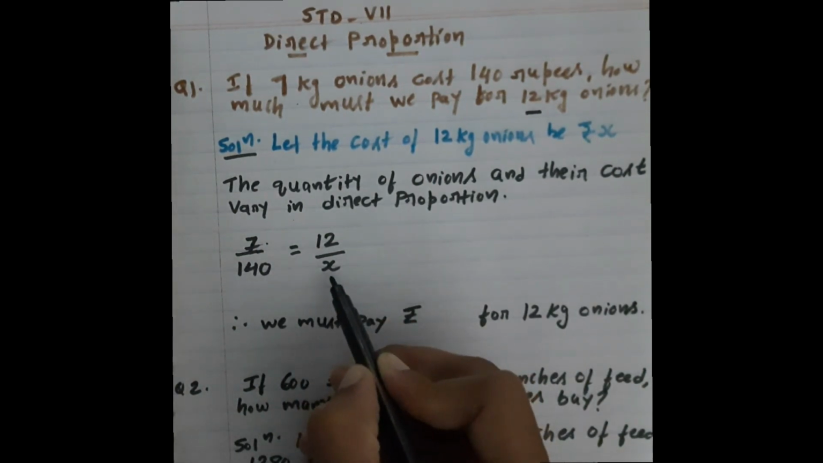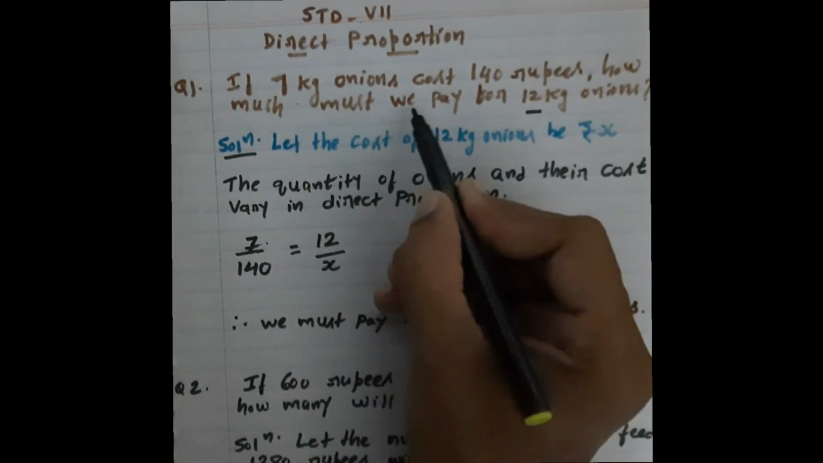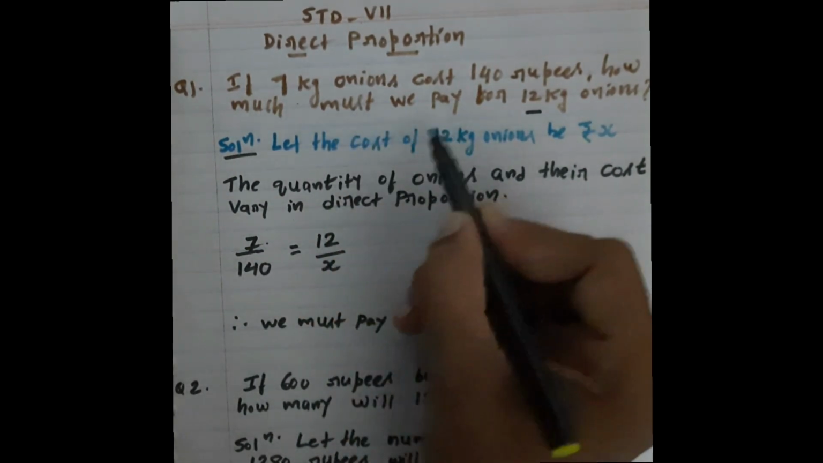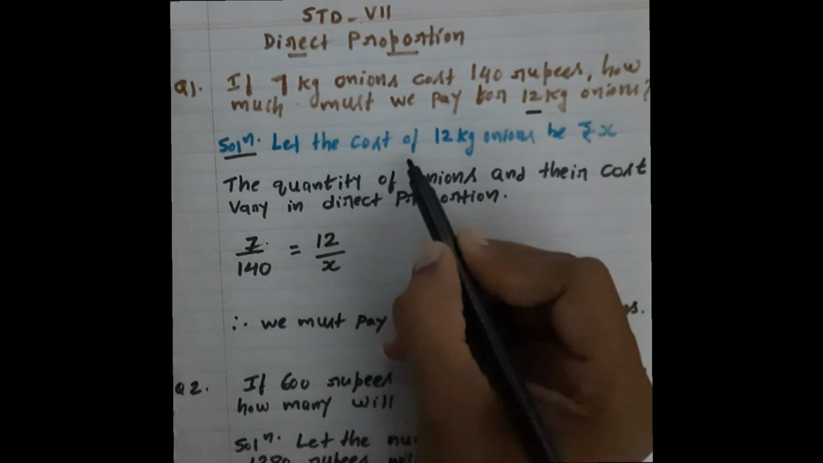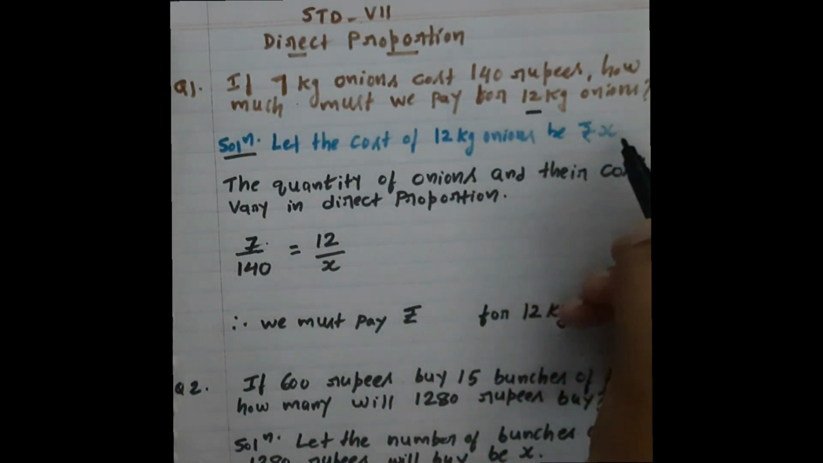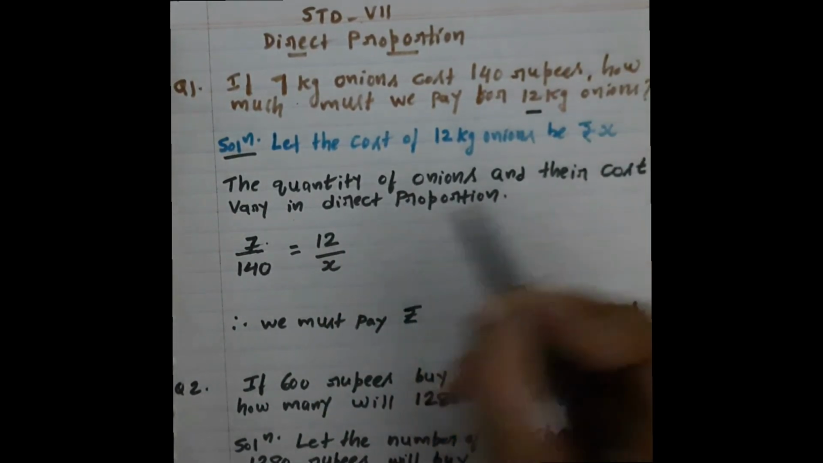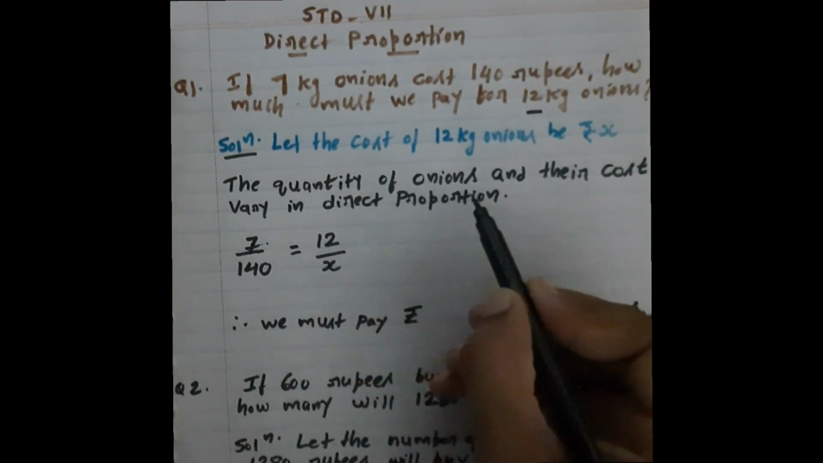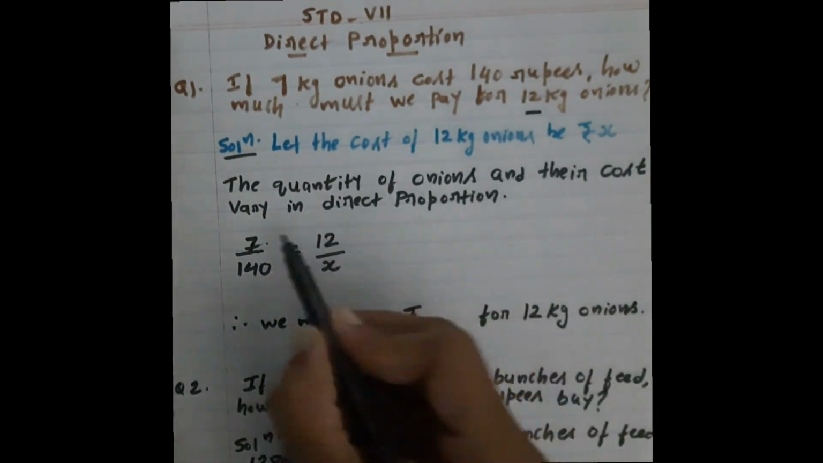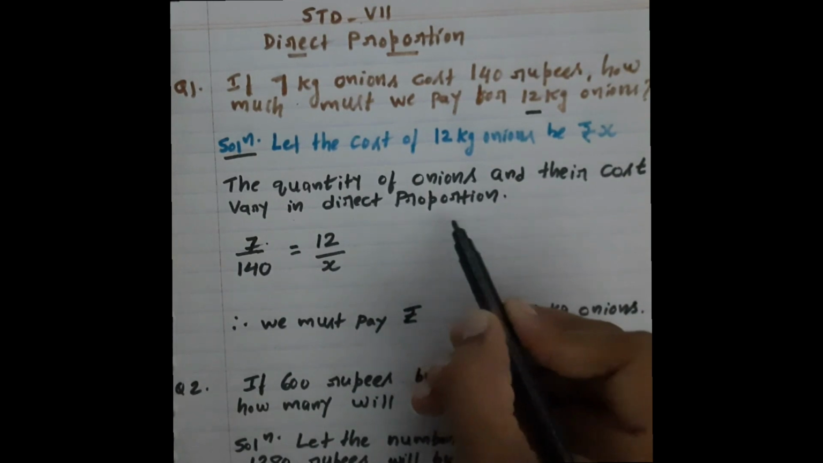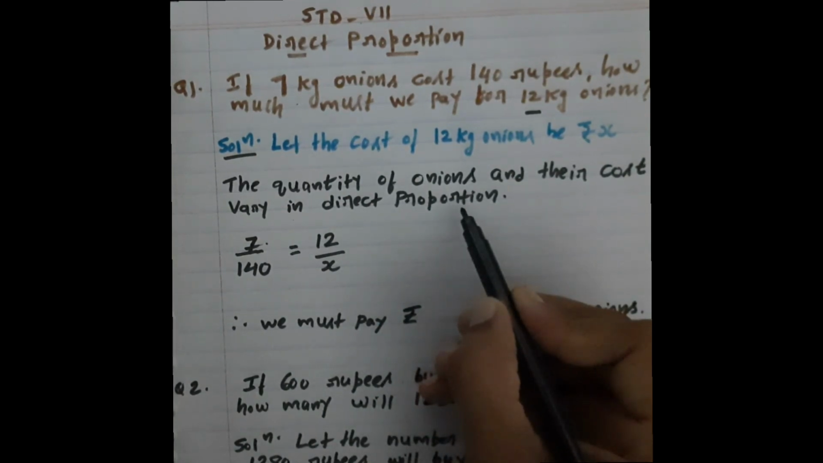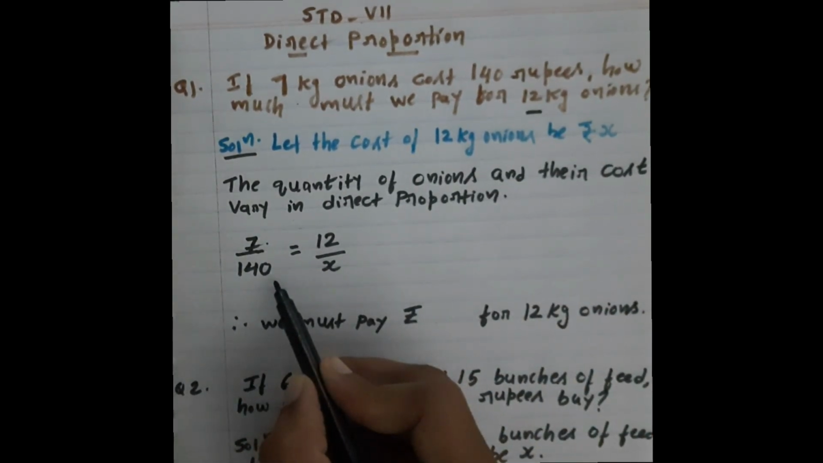So I have written that it should be X. Here I have written whatever is in the question in statement form: let the cost of 12 kg onion be X rupees. Next, the quantity of onion and their cost vary in direct proportion. What is the meaning of direct proportion?